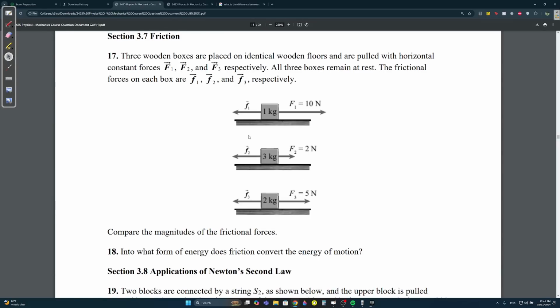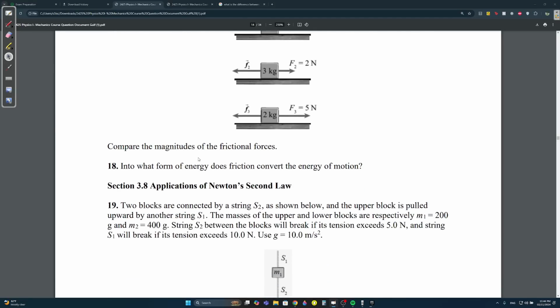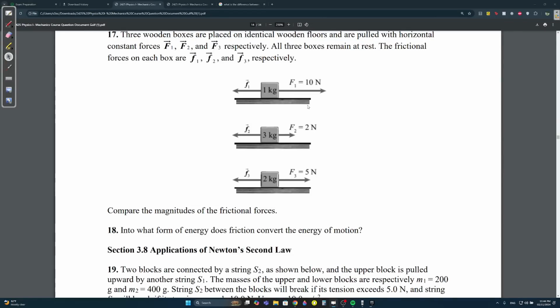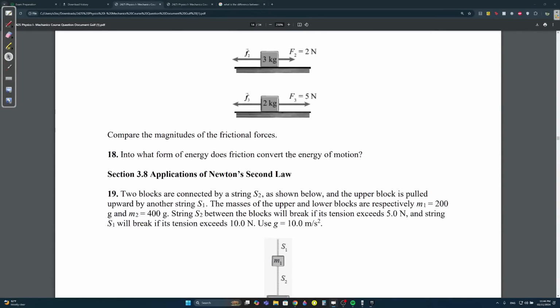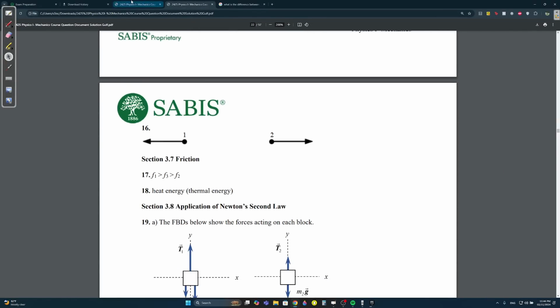Because friction is equal to mu N, and the more the weight is, that means the more the N is. So I don't know why this is correct. I guess what they're trying to say is the more force you apply, the more friction you have. But if someone can correct me in the comments, that would be great. Thank you. But for now, just memorize the more force you put, the more friction. Which makes sense, but come on, what I said also makes sense. Into what form of energy does friction convert the energy of motion? It should be thermal.